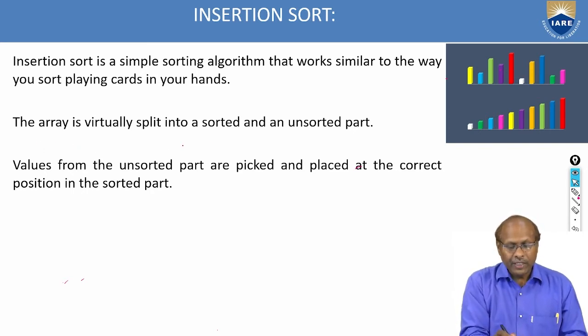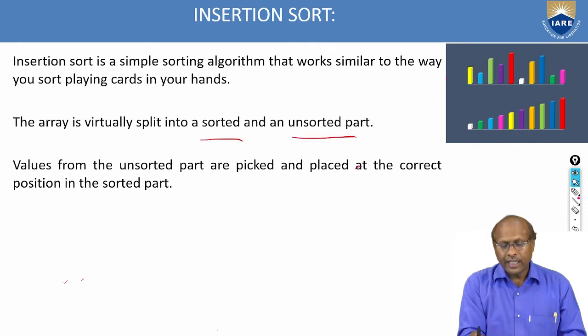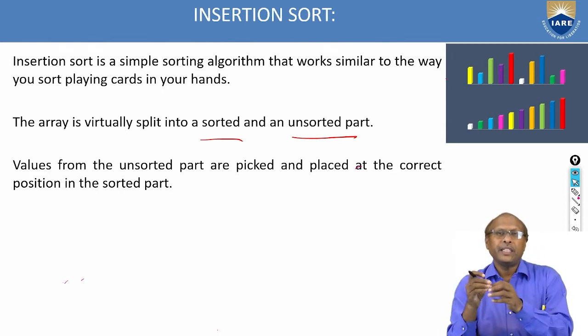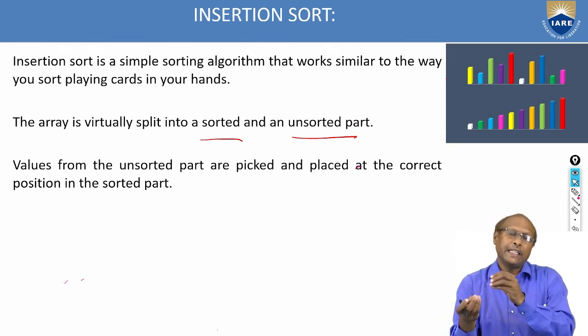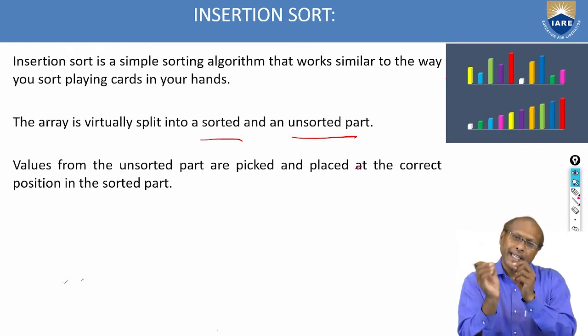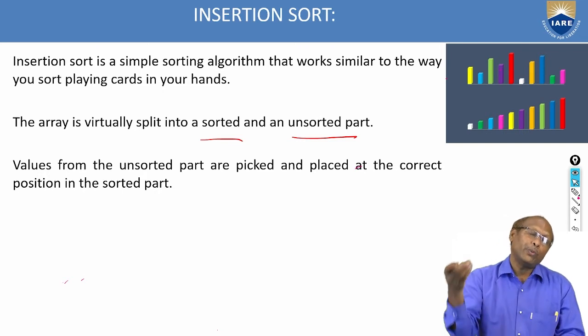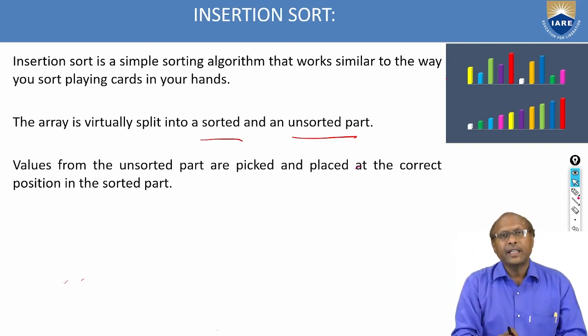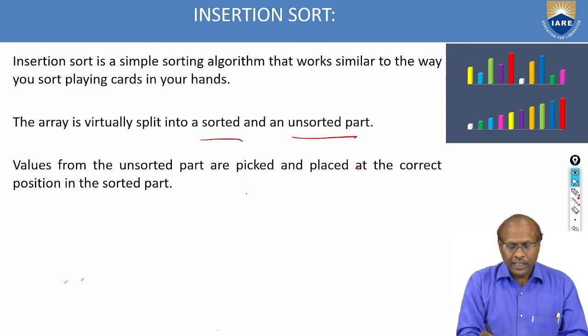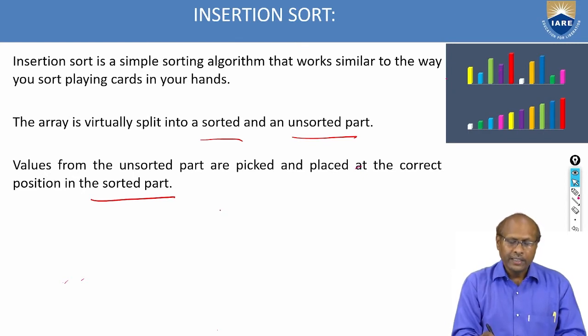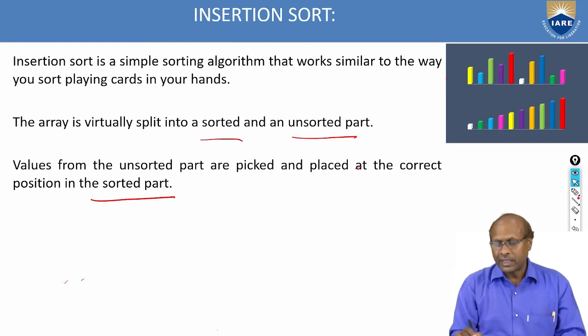This array is virtually split into a sorted and an unsorted part, because while giving the data, some part may be sorted and some part may be unsorted. The unsorted data will find its suitable position. It will take time for moving the data from one position to another until you find the suitable position for the incoming data. Values from the unsorted part are picked and placed in the correct position of the sorted part. So you have to find the suitable place for the given data.